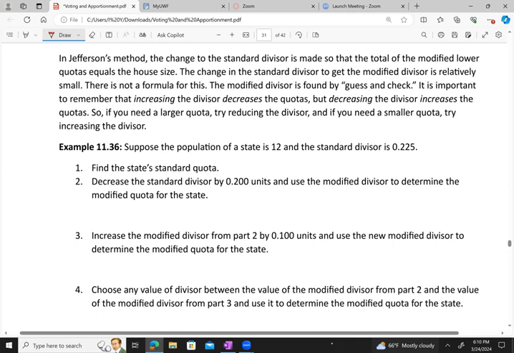Unfortunately, there is not a formula for this. The modified divisor is found by guess and check. It is important to remember that increasing the divisor decreases the quotas, but decreasing the divisor increases the quotas. So if you need a larger quota, try reducing the divisor. If you need a smaller quota, try increasing the divisor.